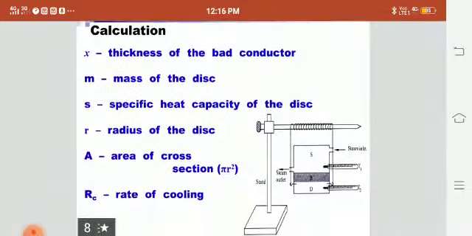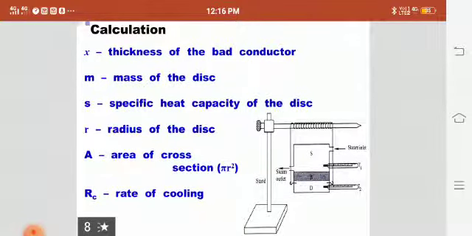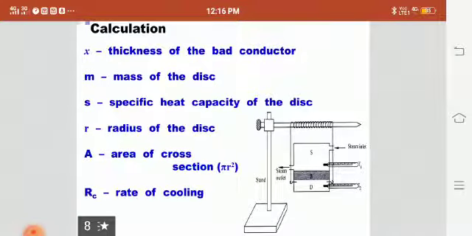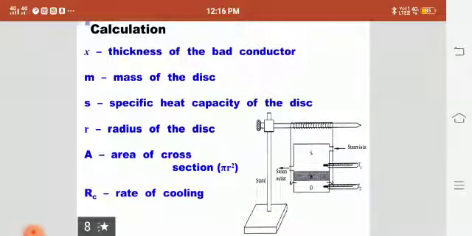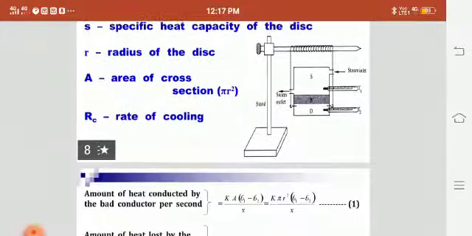Now we will derive the thermal conductivity expression. For that, we have to know what is x, that is the thickness of the bad conductor. It's normally in the millimeter range. M is mass of the disc. S is specific heat capacity of the disc. R is radius of the disc. A is area of cross section, that is pi r squared, because we have taken a circular bad conductor, and RC is rate of cooling.